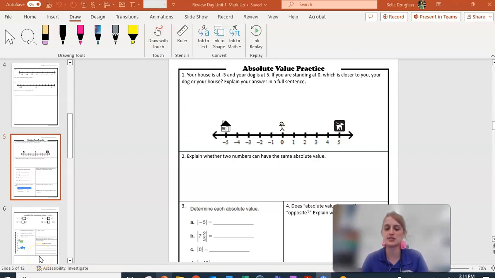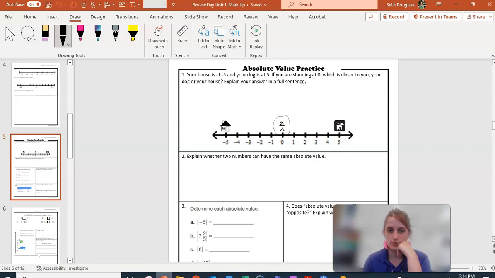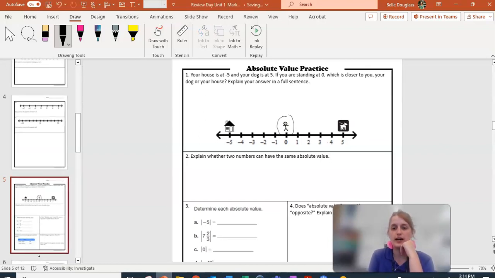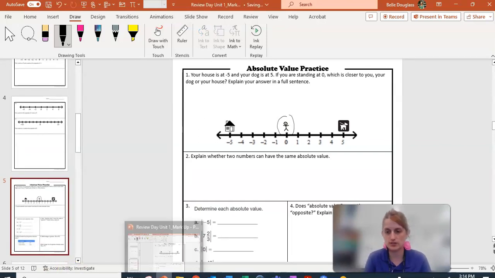Okay, so it's two-sided. I'm going to start on the side that says absolute value practice. All right, in this number line, we have you. Oh my gosh, you look great. And we have your house. Let's zoom in a little bit so we can see.